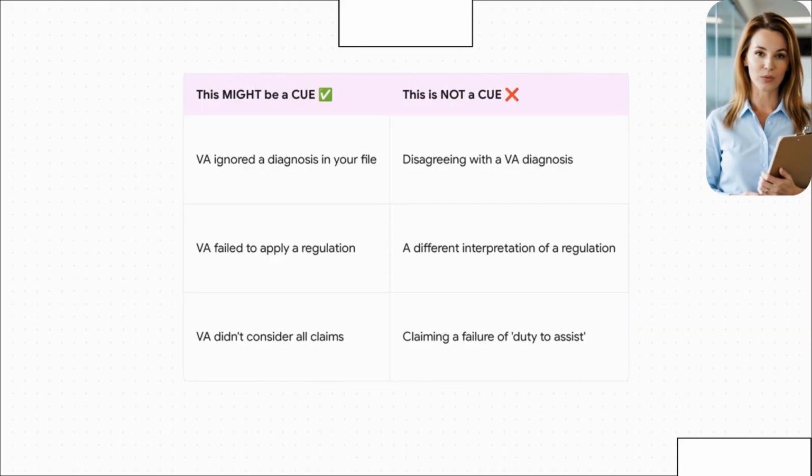So let's make this real. What is and what is not a CUE? Well, if the VA ignored a diagnosis that was already in your service records, that might be a CUE. But just you disagreeing with the VA doctor's opinion? Nope. That's not a CUE. Arguing that the VA failed to apply a specific regulation that was on the books, that's a potential CUE. But arguing that you just have a different interpretation of what that rule means, not a CUE. You see the pattern? It's about objective error, not a subjective disagreement.